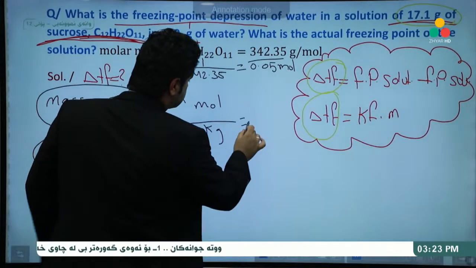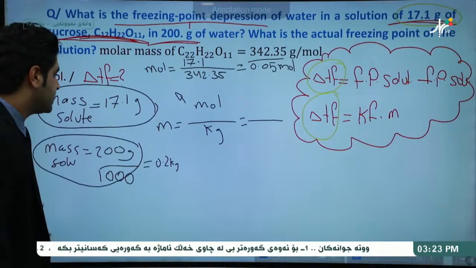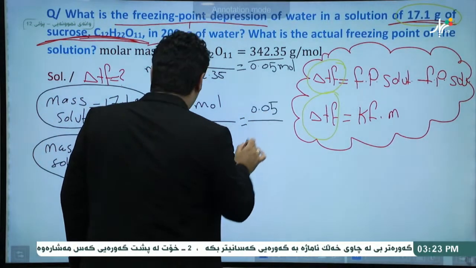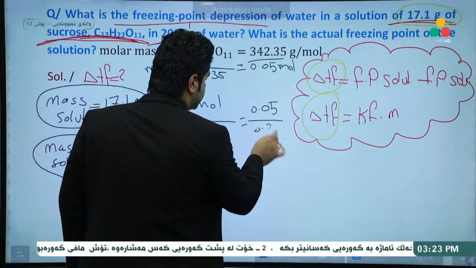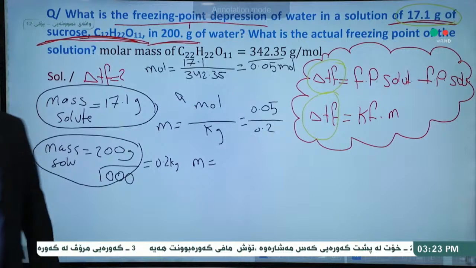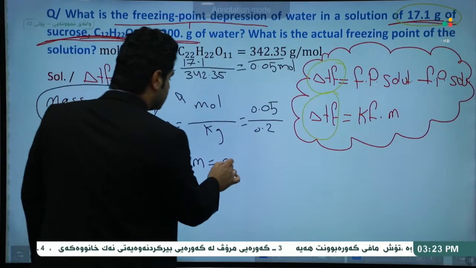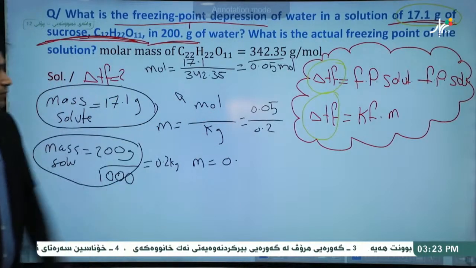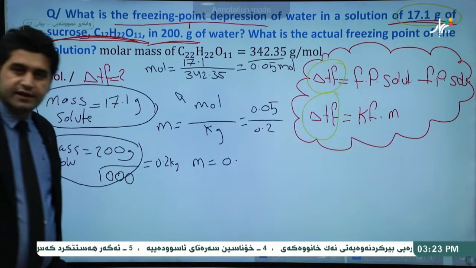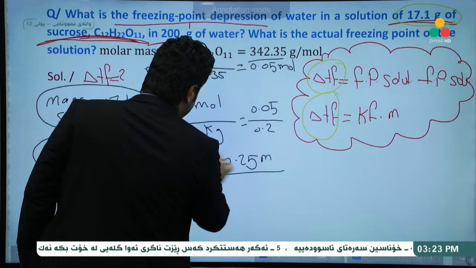Now substitute each one by its number and run the equation. The number of moles is 0.05 and the mass is 0.2 kilogram. So molality is equal to 0.05 divided by 0.2, which is 0.25 molal. Now we have the molality.